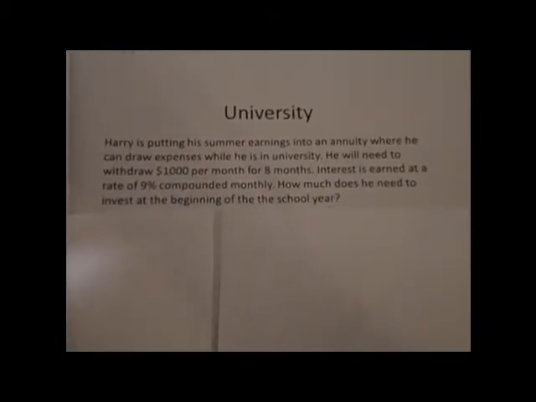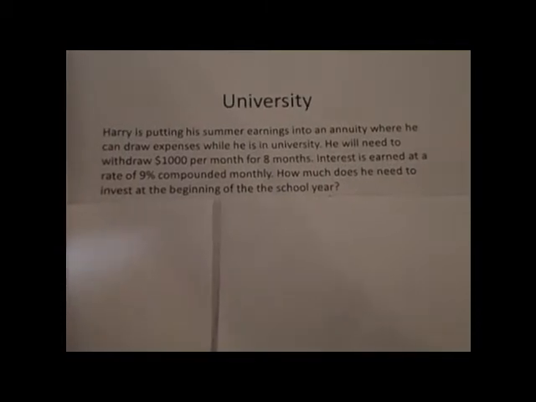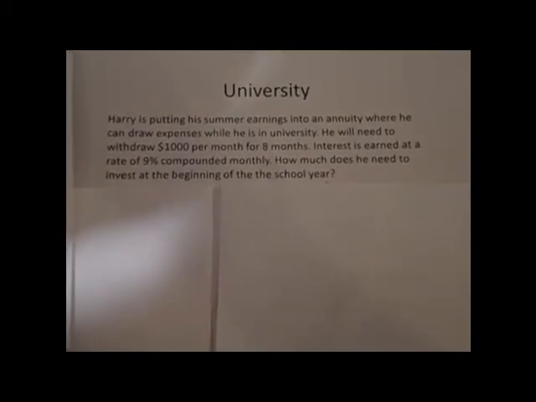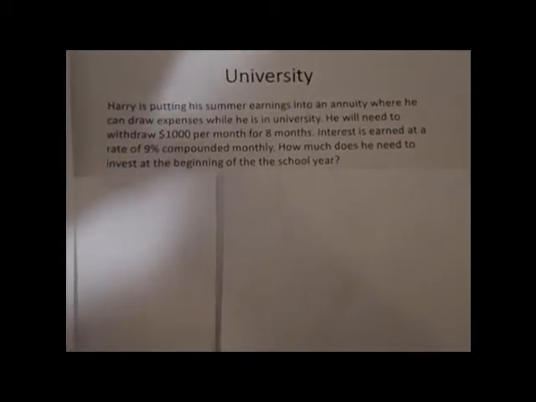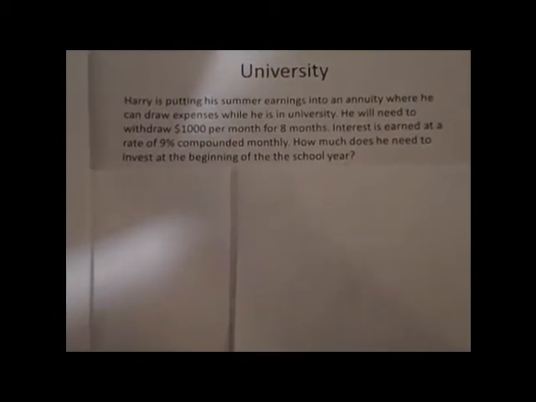So this question is about university funding. Harry is putting his summer earnings into an annuity where he can draw expenses while he is in university. He will need to withdraw $1,000 per month for 8 months. Interest is earned at a rate of 9% compounded monthly. How much does he need to invest at the beginning of the school year?